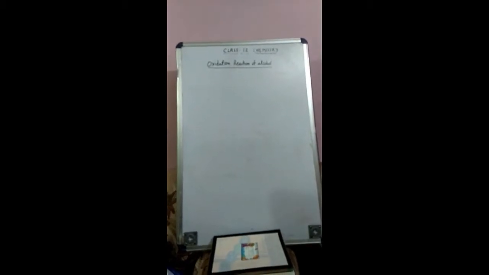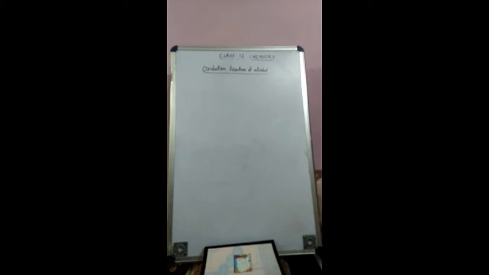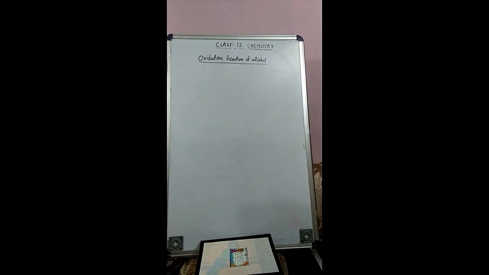Good morning, students. This video is for class 12th students, and today in this video I will discuss the oxidation reaction of alcohol. During the oxidation reaction of alcohol, a carbon-oxygen double bond will form, and there is a cleavage of the oxygen-hydrogen and carbon-hydrogen bonds.